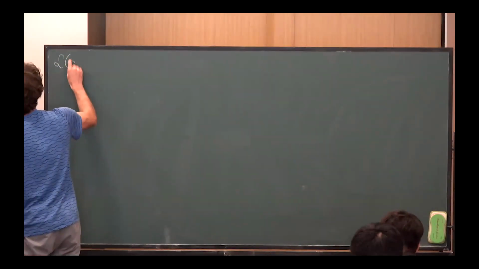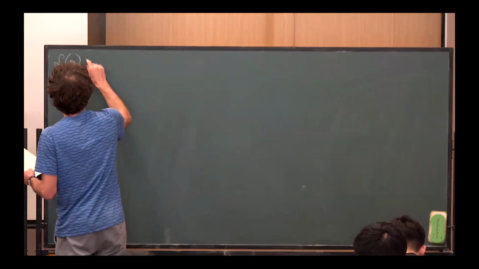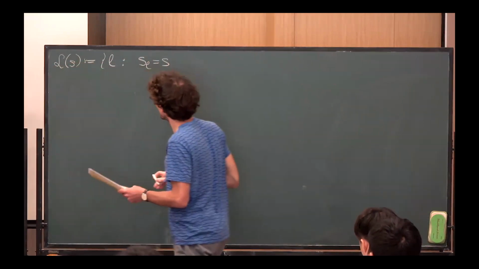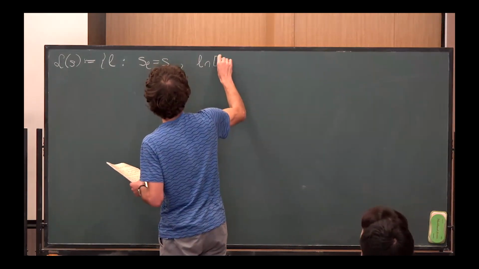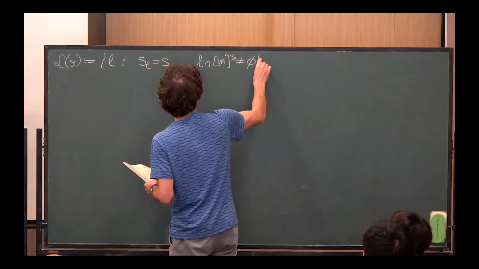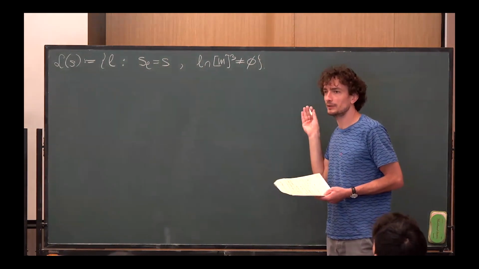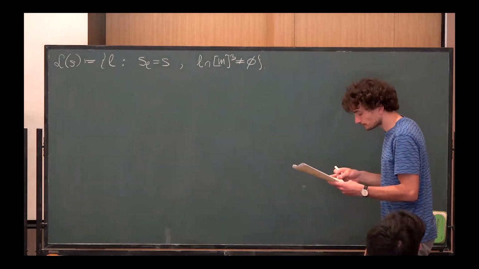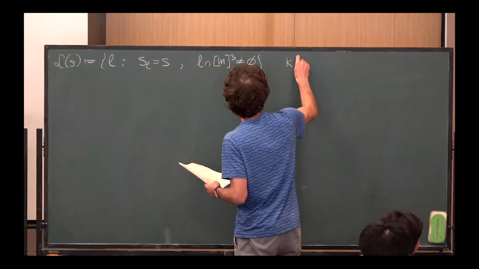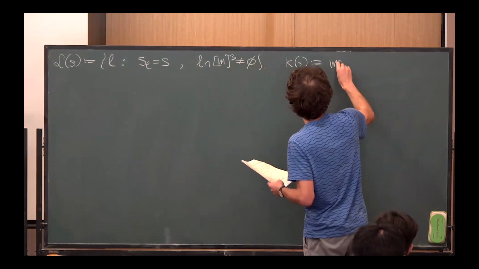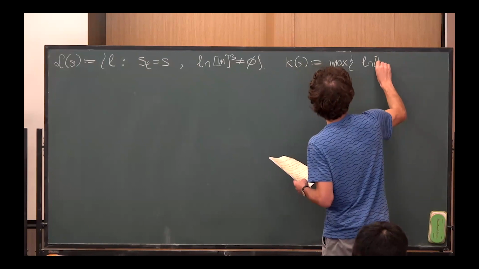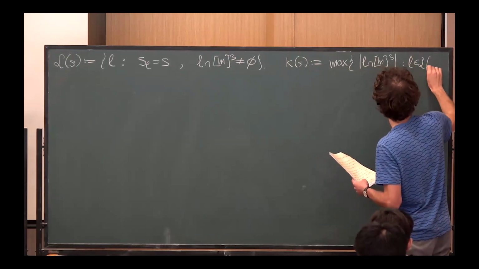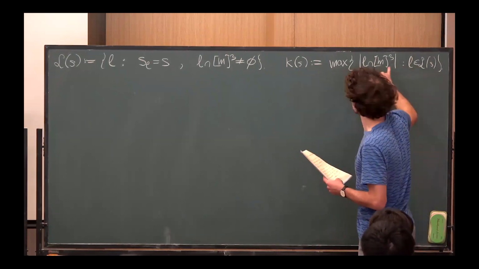So L of S will be the set of all lines L whose direction is S and that are relevant for our problem. There are infinitely many such lines, but we're only interested in the ones that have at least one point in the cube, because otherwise we will not look at that. And K of S is, among all these lines, the one that intersects our cube in the most points.